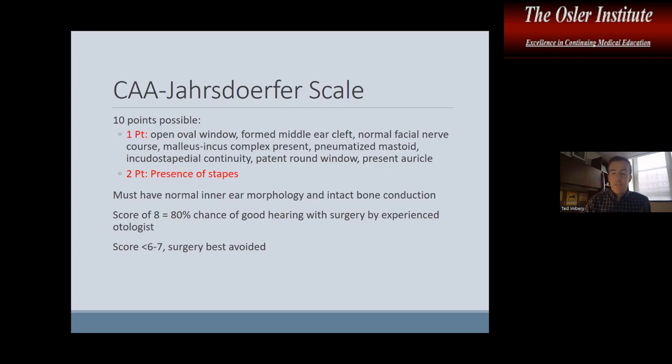For scores that are higher, so 7, 8, and above, in the hands of an experienced otologist, there's about an 80% chance of a good hearing result. That would typically be considered getting the air conduction thresholds to about 30 decibels or so. For scores lower than 6 or 7, we typically would recommend against atresioplasty surgery. But again, there's no hard and fast rule; typically, the higher the score, the better the candidate.